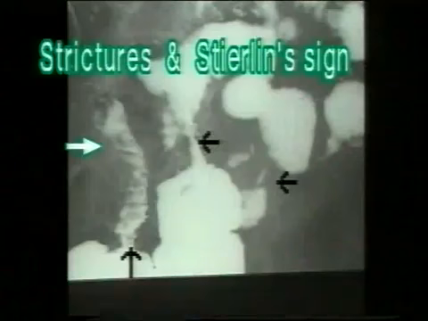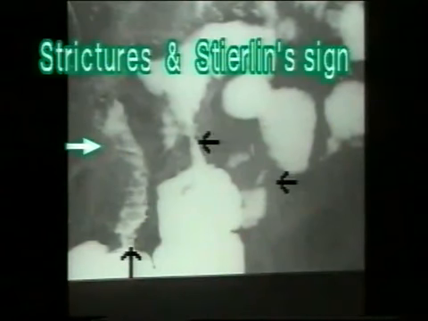In the close-up view, the white arrow points to the spastic terminal ileum, that is Stierlin sign, and in addition there are two more strictures of the ileum with dilated segments. Intestinal tuberculous ulcers always heal with fibrosis and produce strictures. Multiple ileal strictures is another feature of intestinal tuberculosis.